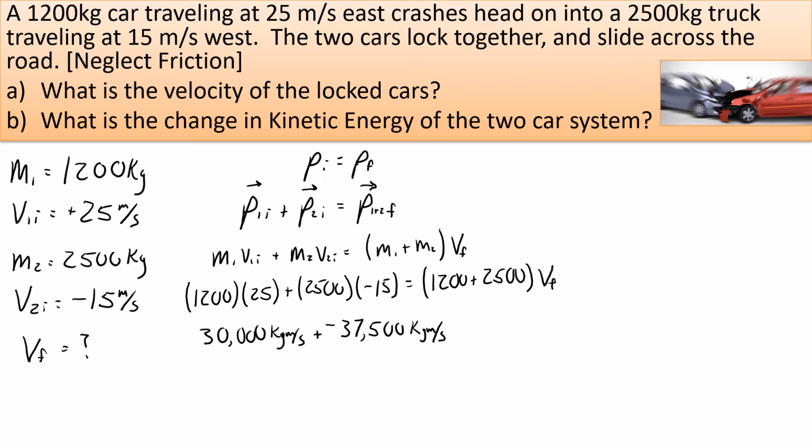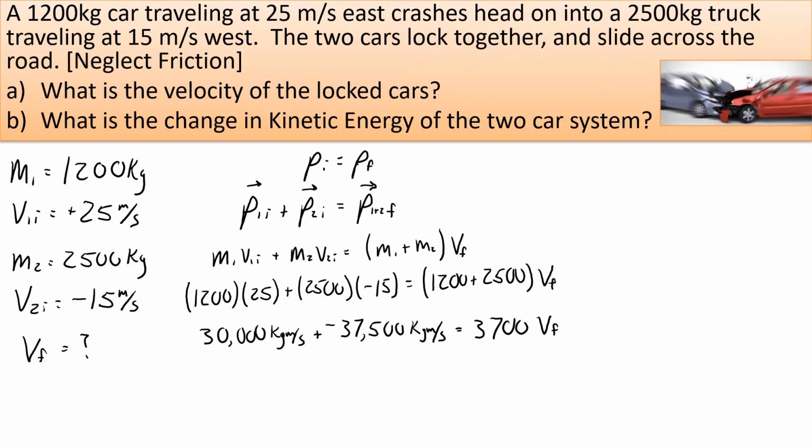So to answer our question from before, which direction are they going to slide across the road? All right, you can see the truck has more momentum, so they should be moving to the west. We should get a negative final velocity to indicate that they are going to move to the west because the truck had more momentum than the car, and that was traveling west.